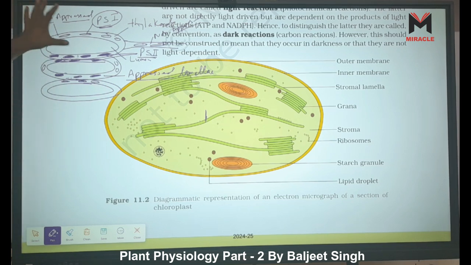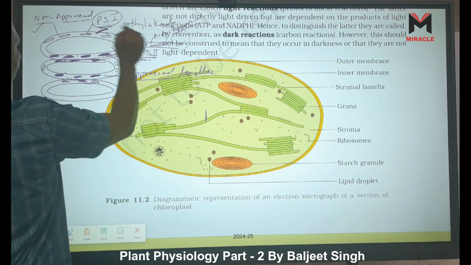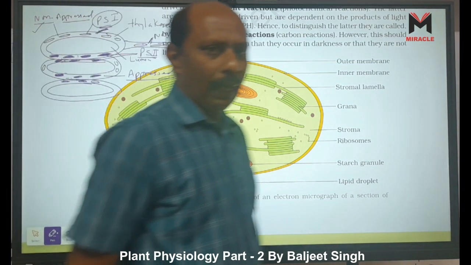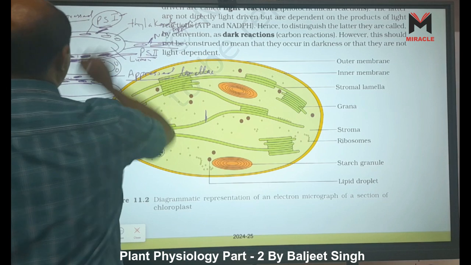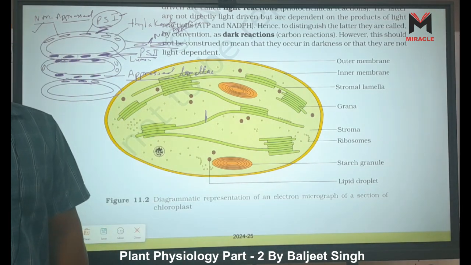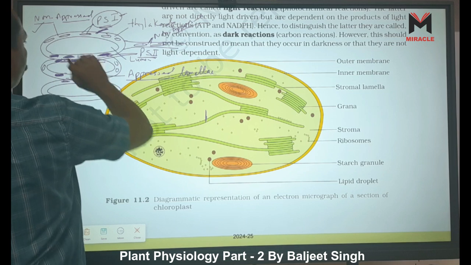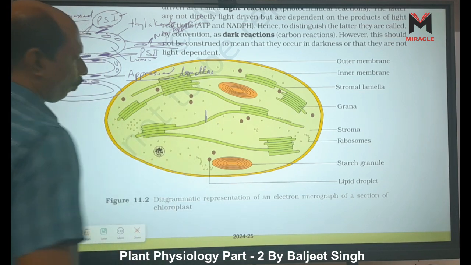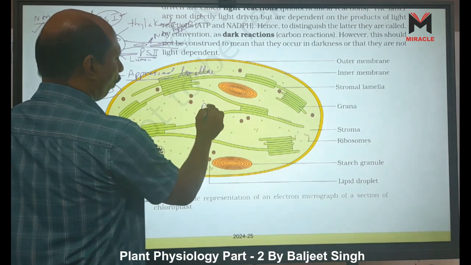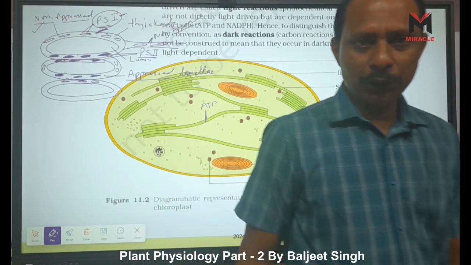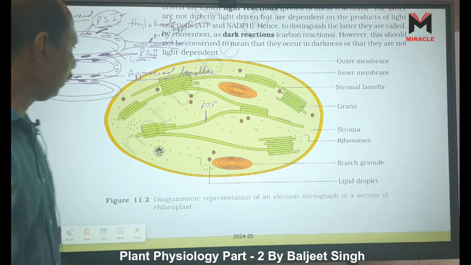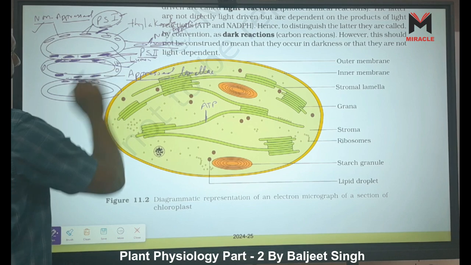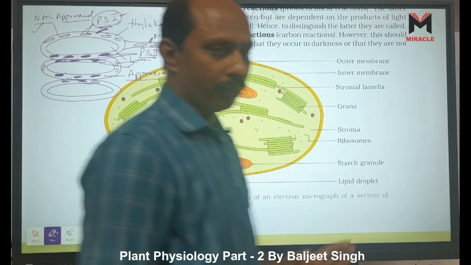Do you understand? That means in PS first, this non-oppressed part or stroma lamellae, the NADP reductase enzyme is absent. Hence only cyclic photophosphorylation occurs here. In the stroma lamellae, only cyclic photophosphorylation occurs. That means only ATP forms, but not NADPH2. NADPH2 is formed where PS first and PS second are both involved, and both are present in the grana. Do you understand the sites of PS first and PS second? Okay.